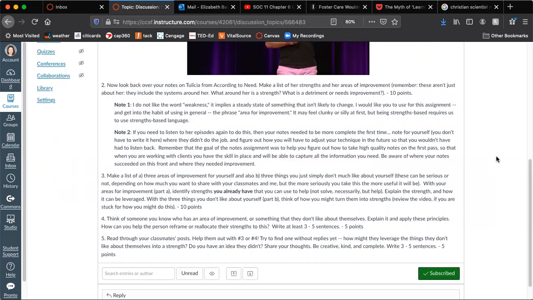Also, I don't want to see anywhere in here the word weakness. I explained to you why here. I'm not going to read it to you, but we are going to use the term area for improvement, and I don't like weakness. Okay.